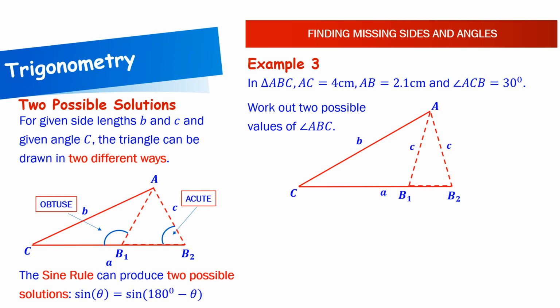Here we've added the side lengths. Now we've added the values. So AC of course equals 4 centimeters, AB equals 2.1 centimeters, and there are two ways of obtaining AB, either with an obtuse angle or with an acute angle. And of course angle ACB equals 30 degrees. We are required to work out two possible values of angle ABC.